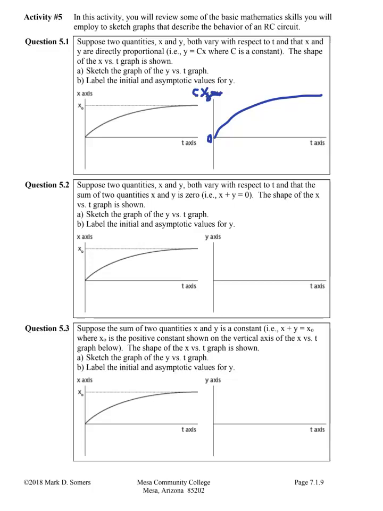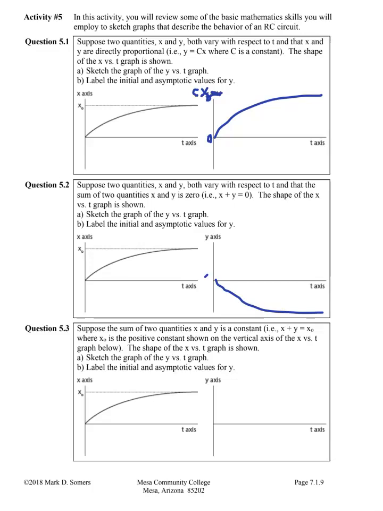All right, suppose two quantities, x and y, both vary with respect to t, and the sum of the two quantities is 0. That is, x plus y equals 0. Then the shape of the x versus t is shown. Sketch the graph and label the asymptotic and initial values. So in order to get them to add to 0, they have to be additive inverses, which means our second one is going to be the same shape, but is going to be negative.